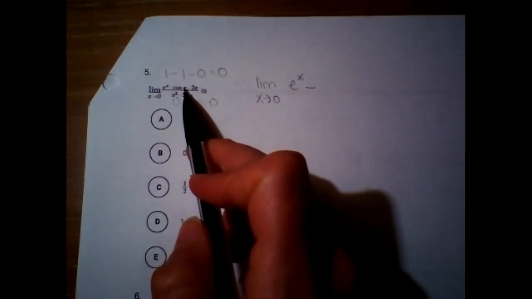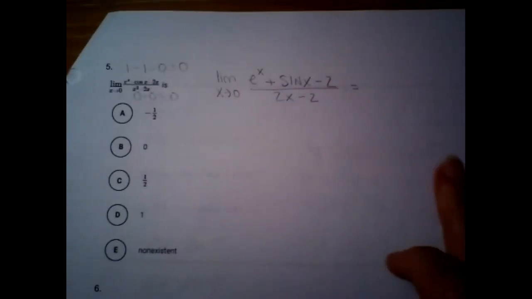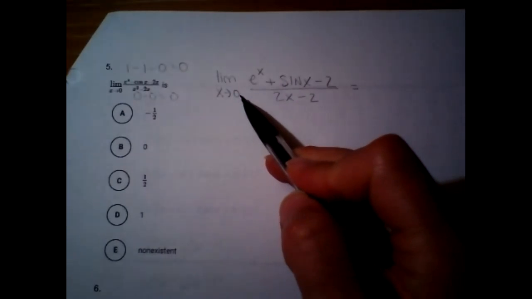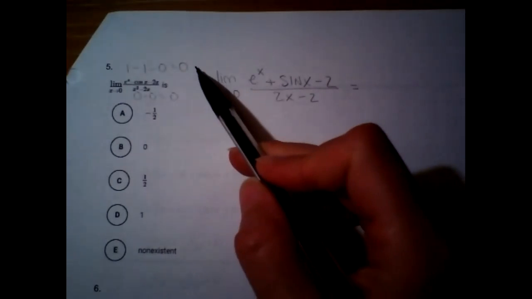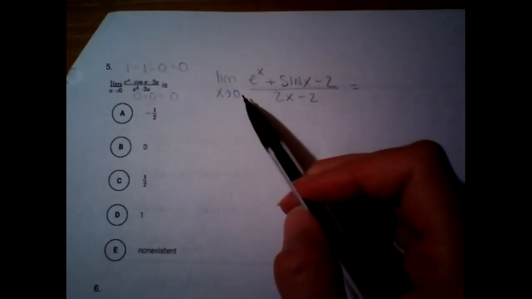Derivative of cosine would be negative sine, so those negatives are going to cancel. And then minus 2. And then in the denominator, we're going to have 2x minus 2. And so if we plug in 0, we're going to try again. If it comes out to 0 over 0, we can just do L'Hopital's rule again. I think this one works out though.